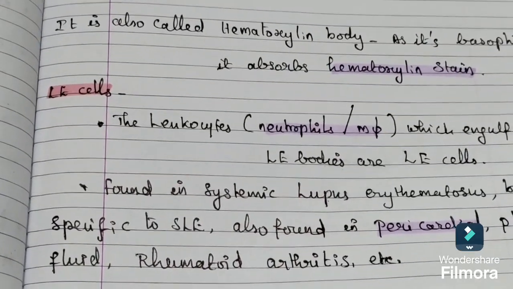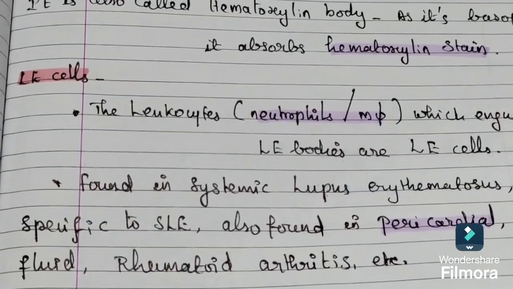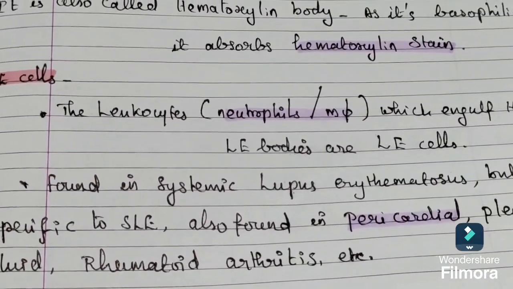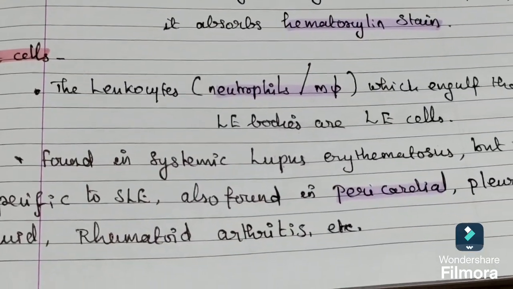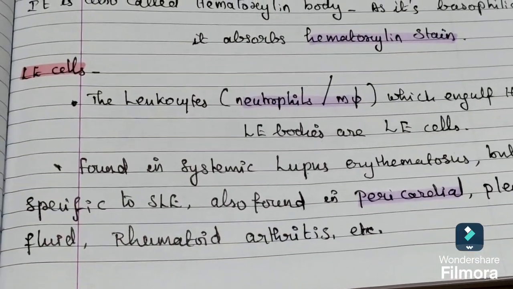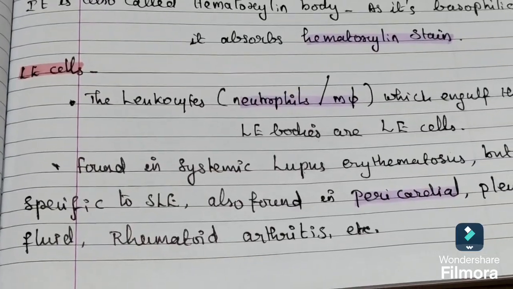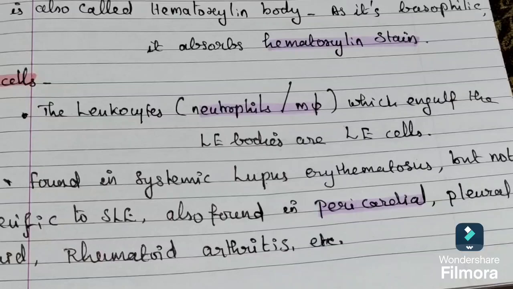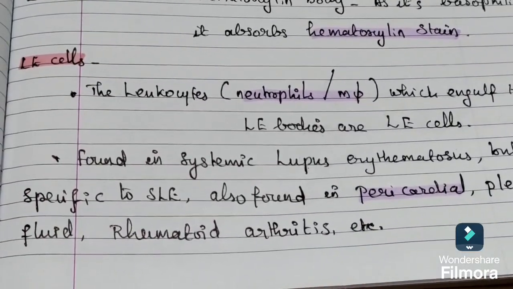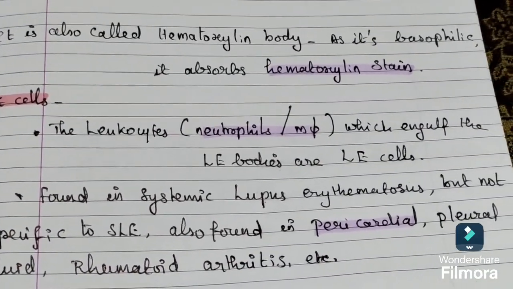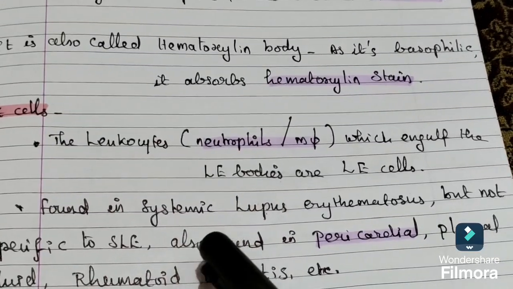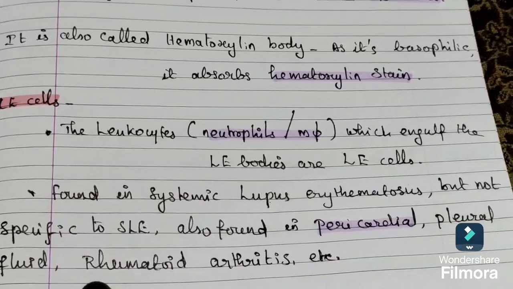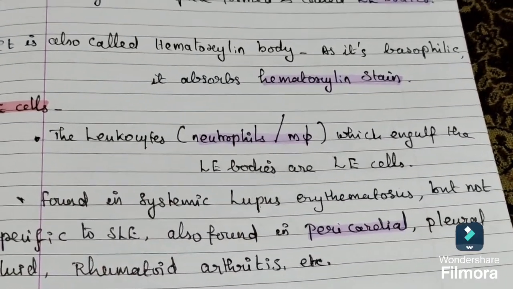LE cells are a microscopic finding, found in systemic lupus erythematosus, but not specific to it. They can also be found in pericardial and pleural fluid, and in rheumatoid arthritis, etc.